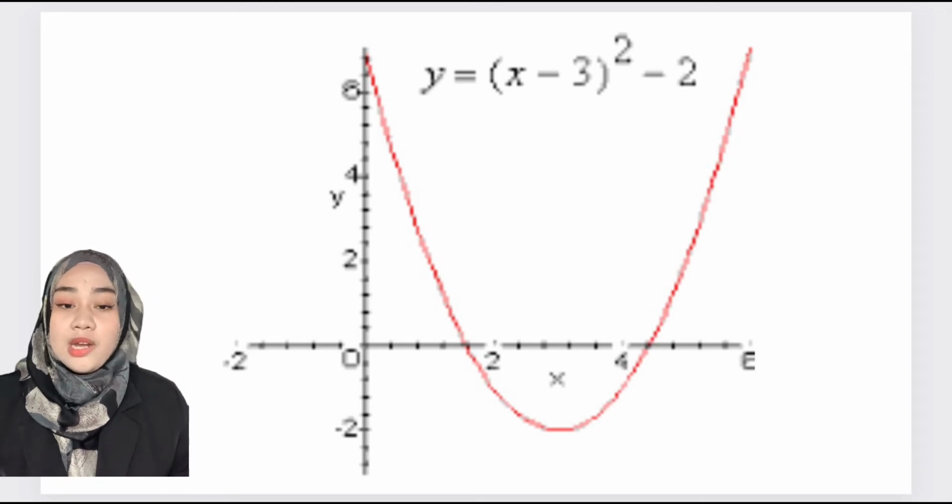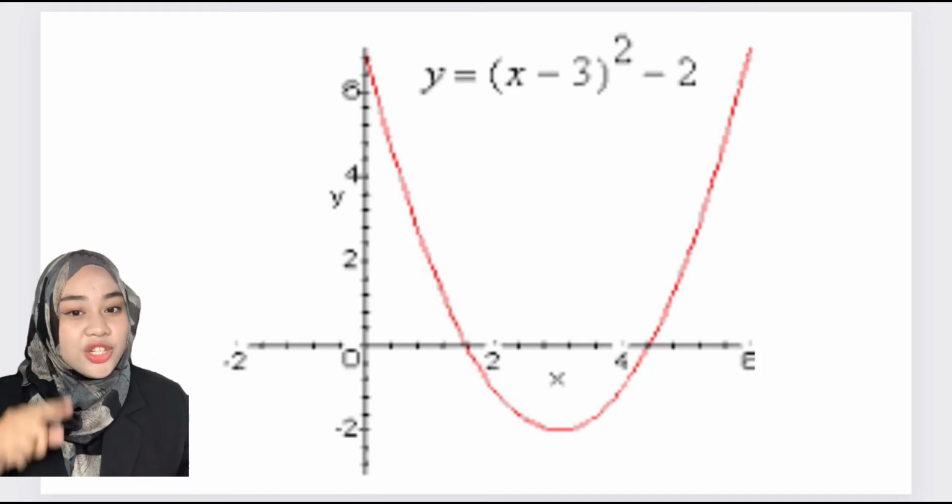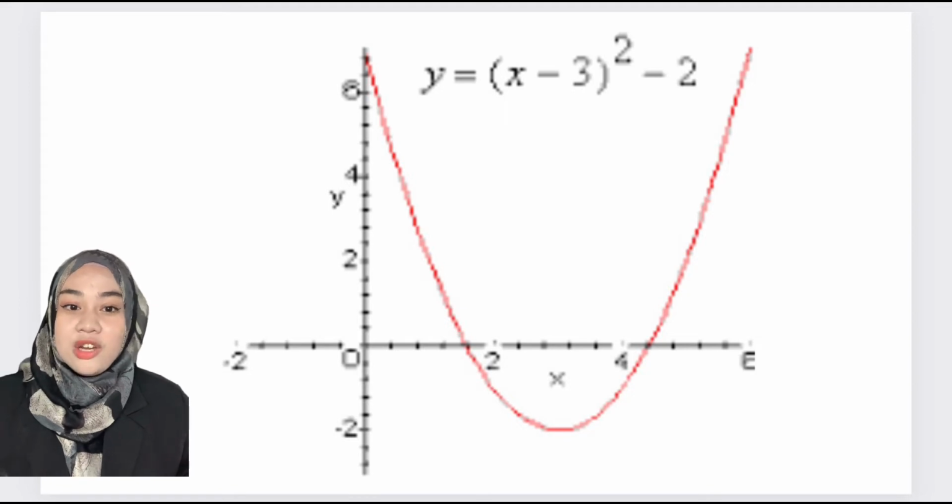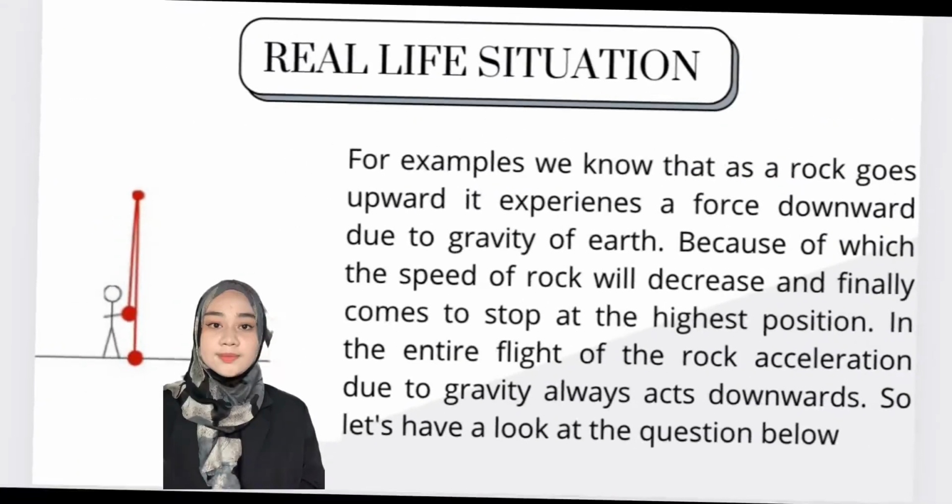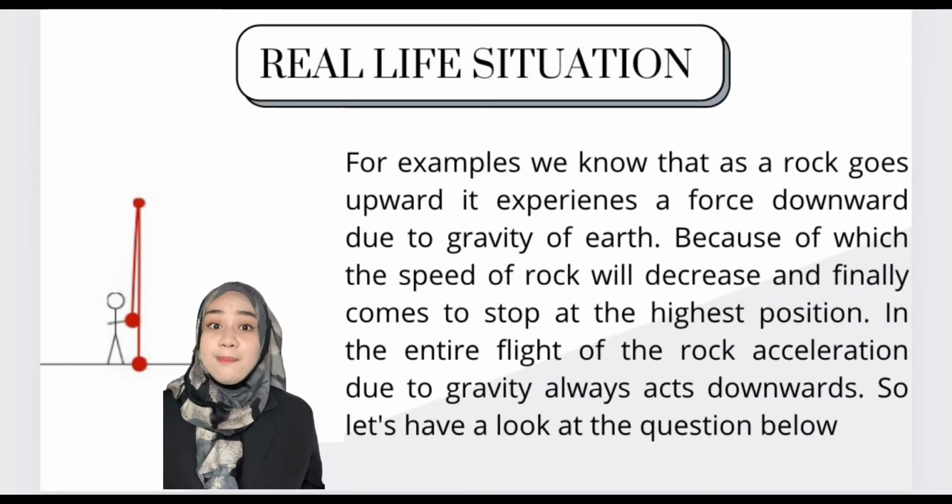Parabolas may open upward or downward and vary in width or steepness, but they all have the same basic U shape or N shape. This depends on the coefficient of x², also referred to as the value of a. For a real-life situation, for example, we know that as a rock goes upward, it experiences a force downward due to the gravity of Earth, because of which the speed of the rock will decrease and finally come to a stop at the highest position in the entire flight of the rock. Acceleration due to gravity is always downward.